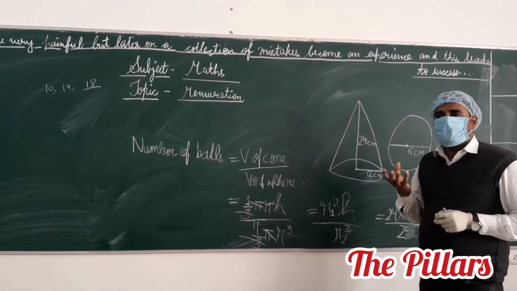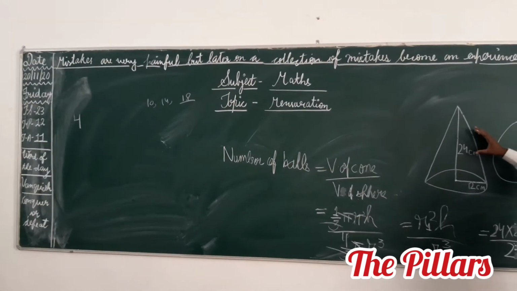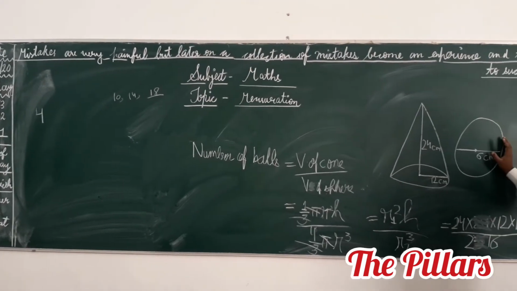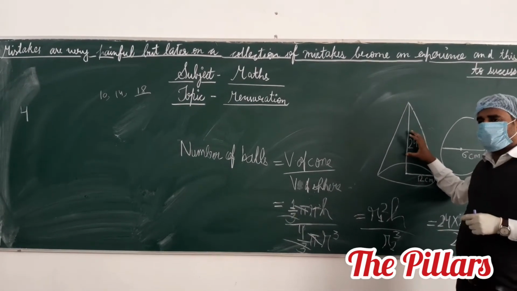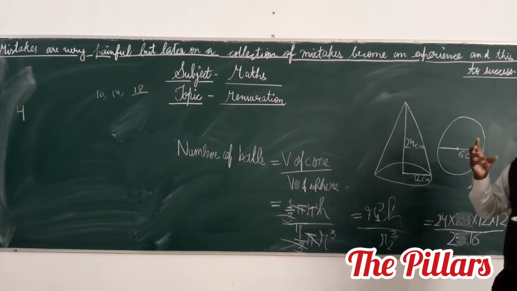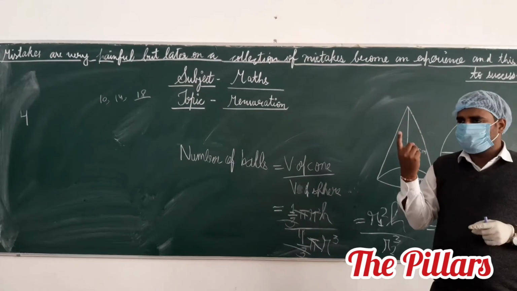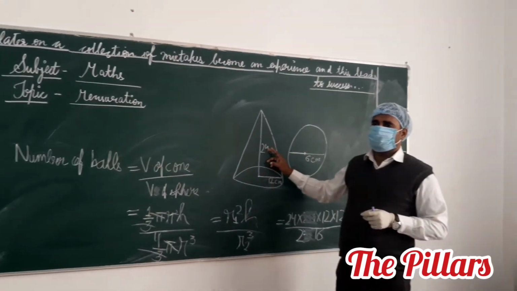What you have to make? The number of spheres. Whenever you melt something and use the same volume to make spheres, it means the melted volume equals the volume of the spheres. We have to calculate the volume of one sphere and divide the total volume of the cone by it.